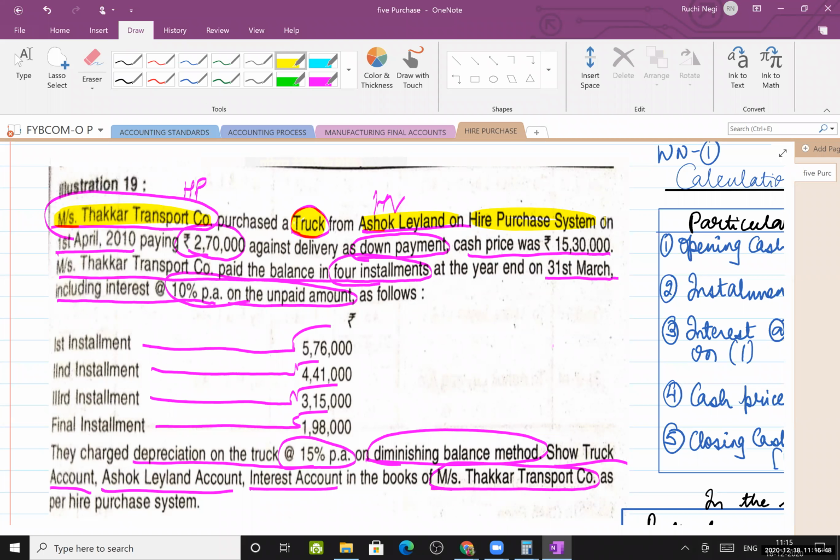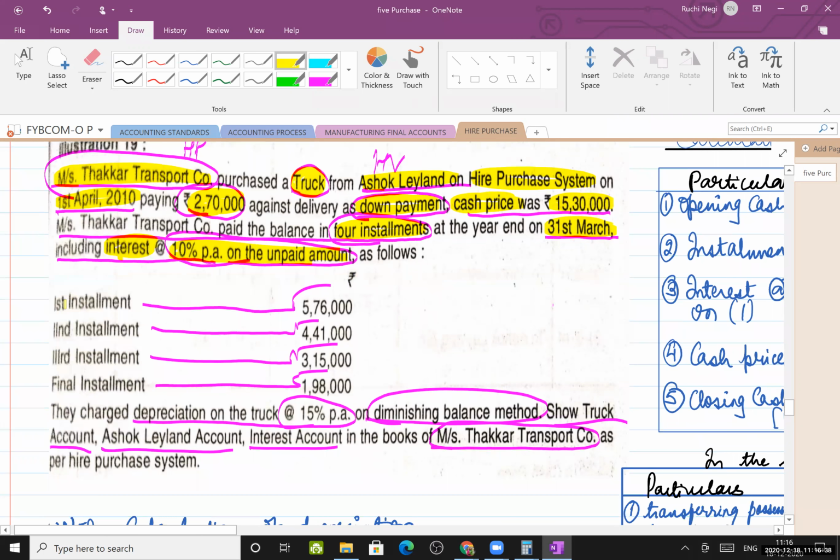Okay. On 1st April 2010 को आपने खरीदा और आपने डाउन पेमेंट किया है कितना 2,70,000 का. And the cash price, the cost price of the asset, the truck, is how much? 15,30,000. Okay. Mrs. Thakkar Transport Company will pay it in 4 installments. ठीक है. And year ending क्या है 31st March, including interest at the rate 10% per annum on the unpaid amount. ये तो मैंने आपको थ्योरी में बताया था कि इंटरेस्ट इज ऑलवेज पेड ऑन द आउटस्टैंडिंग अमाउंट.